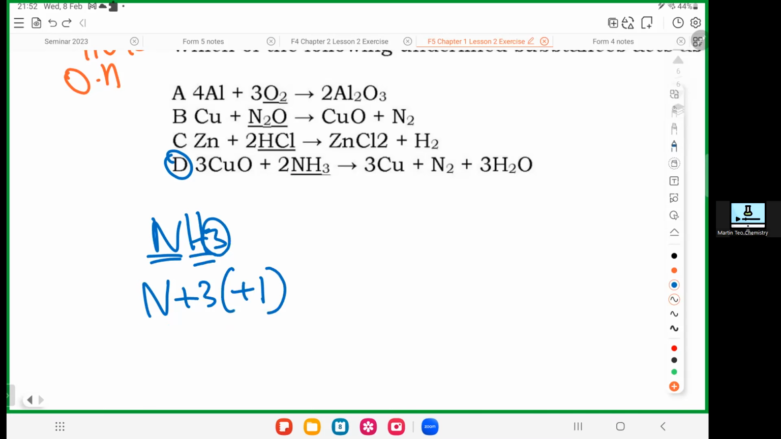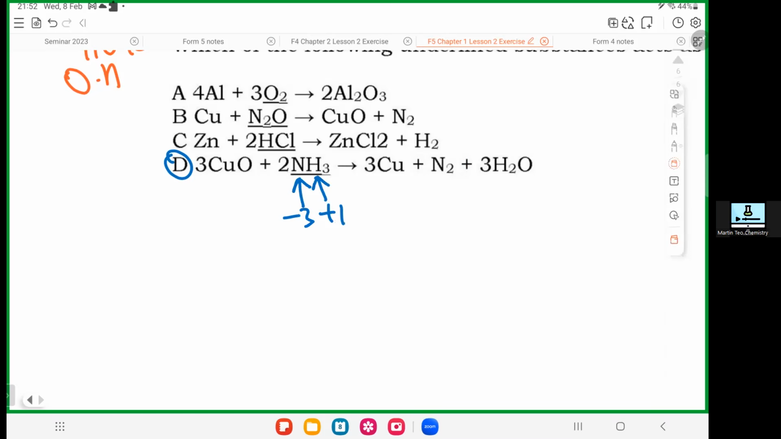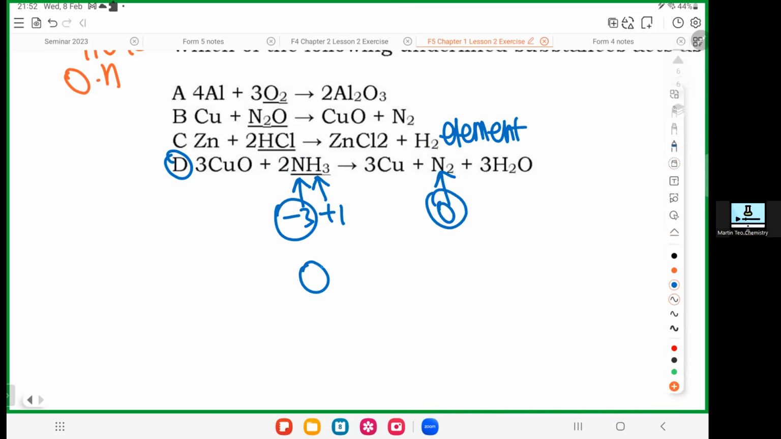So add together equal to the charge. No charge here, 0. So the nitrogen is -3. Hydrogen here is +1. So let's look at the right hand side. The nitrogen here, how many is it? N2, one species element. So element is 0. So -3 to 0.